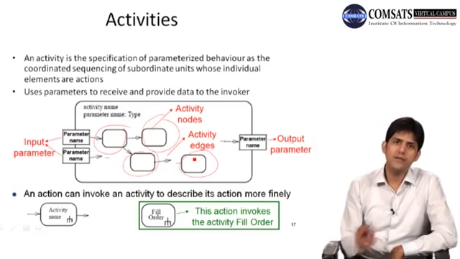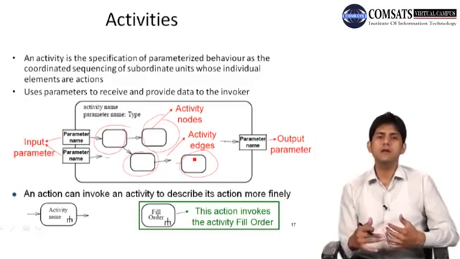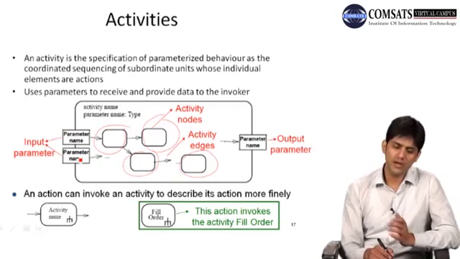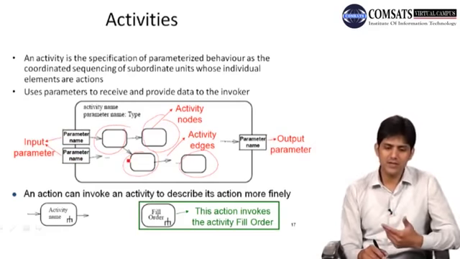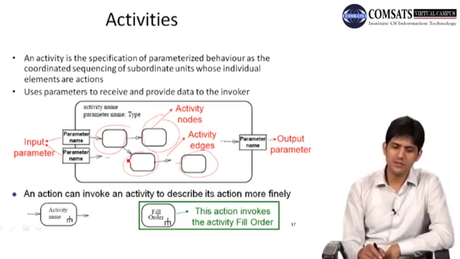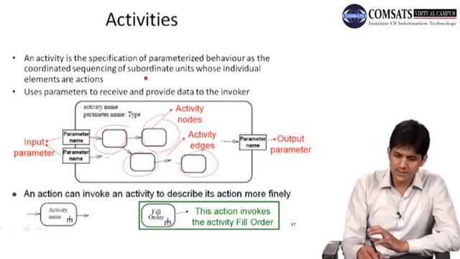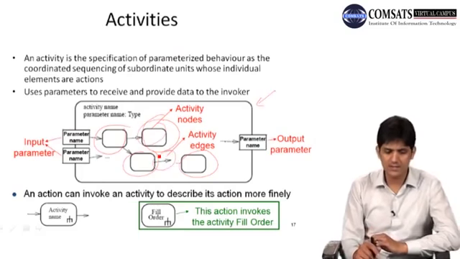And then we have input parameters and we have output parameters. Now within an activity there are different actions that are taking place. Okay, so we have seen what actions are and we have seen what activities are. So an activity is basically a group of those actions. Within an activity there can be multiple actions. So we need to understand that this represents the activity nodes and these represent the activity edges.